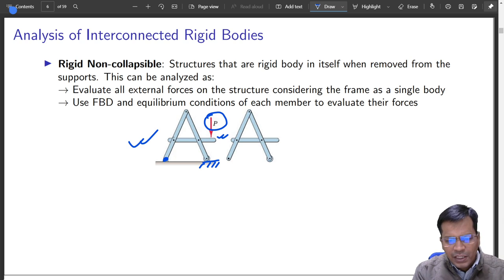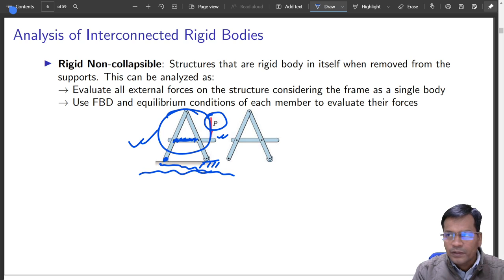But what I see, there is an interconnection between this. What this itself is doing is making this whole structure a rigid body. Is it not? Because it is non-deformable. When it is taken out of the support, that means if it is plugged out of this floor on which it is grouted, what do you see? You see that this frame itself cannot be collapsed.